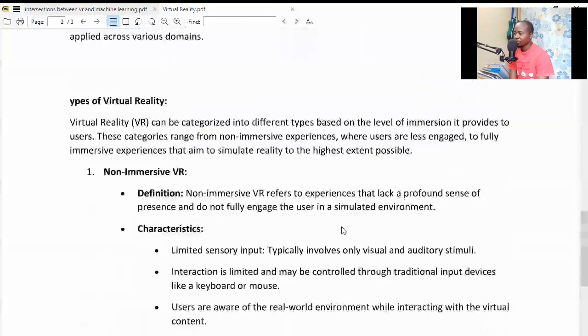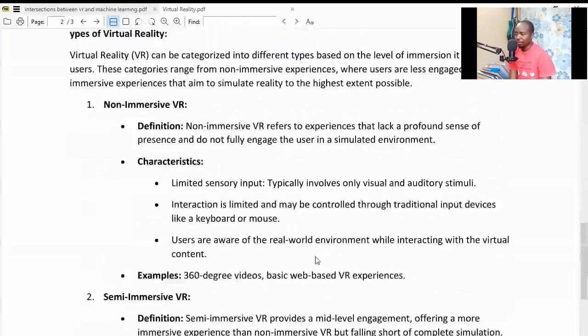Now we need to understand the different types of virtual reality and their significance, and how they are not the same. How do they differ? What makes them conspicuous as they were? So we have non-immersive virtual reality, which refers to basically the experience that lacks a profound sense of presence and does not fully engage the user in the simulated world.